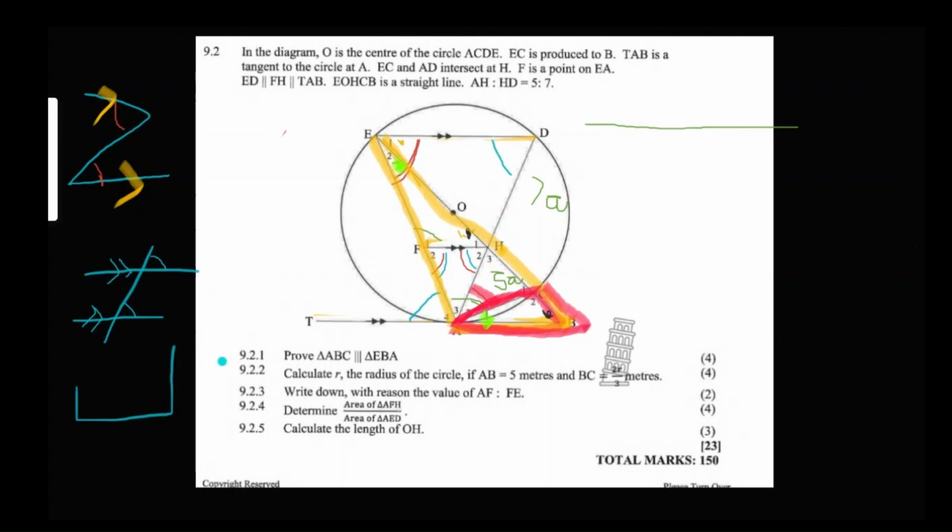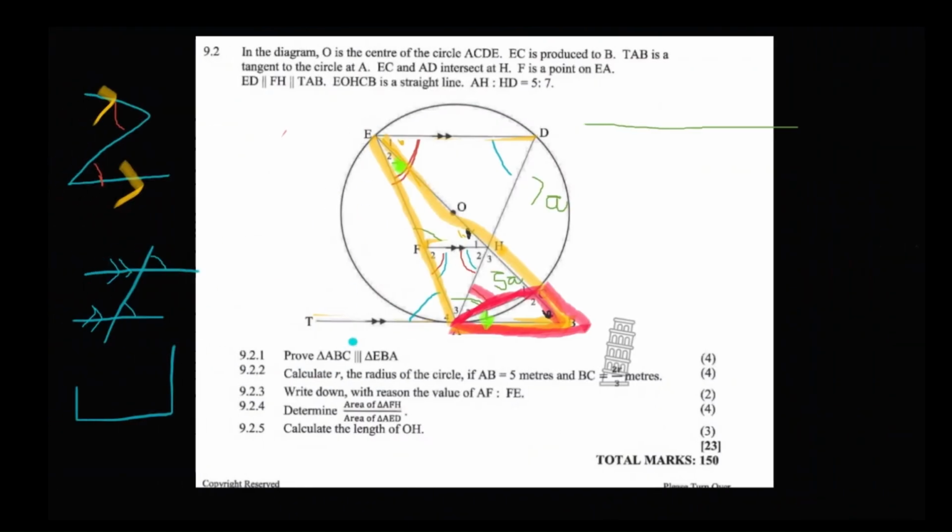How you do this is you look at the way they've labeled these triangles. Check to see if angle A in ABC equals angle E in EBA. Angle A in ABC is A1. Does A1 equal E in EBA? E in EBA is E2. And we've marked them as being equal to each other because of the tan chord theorem. So that's one mark that we have: A1 equals E2 because of tan chord theorem.